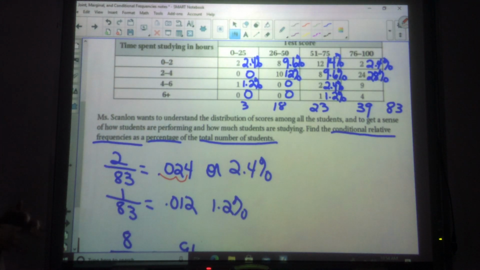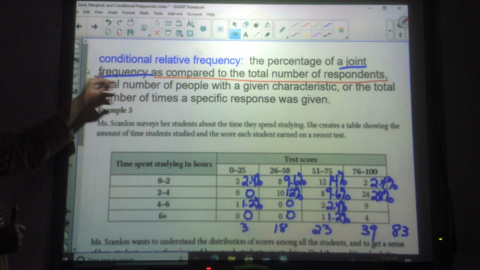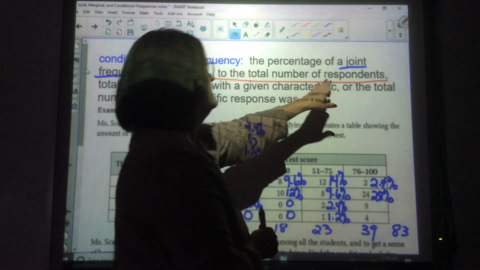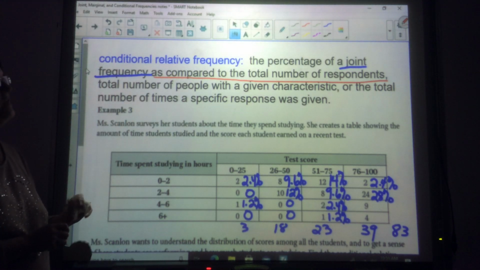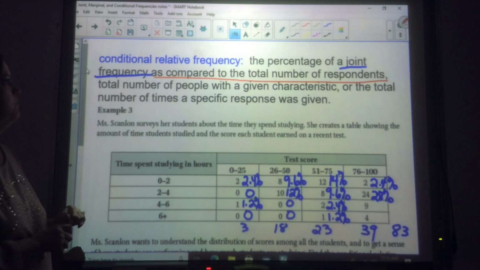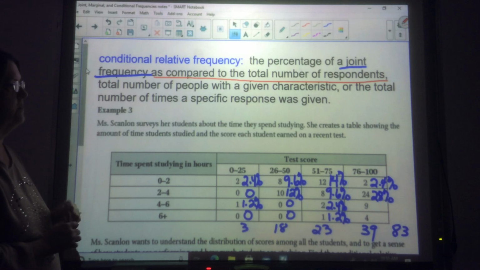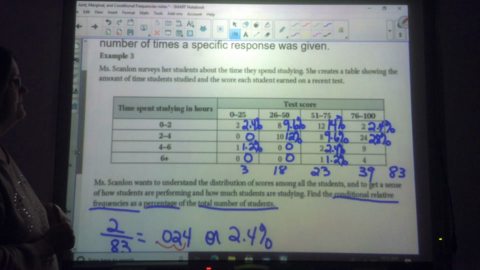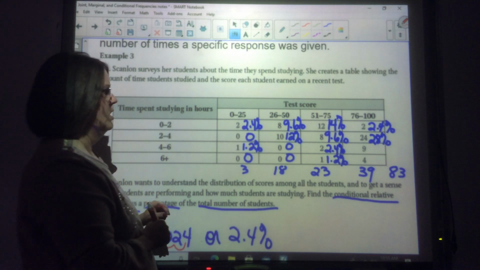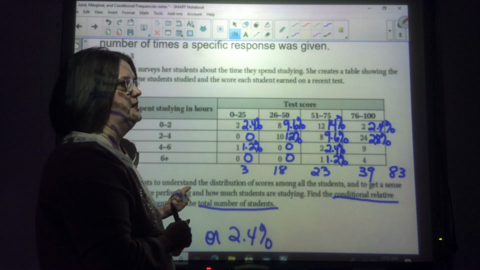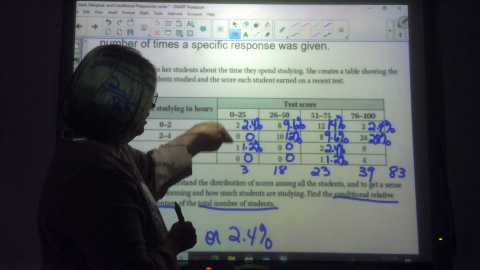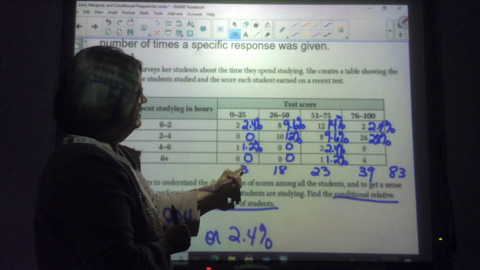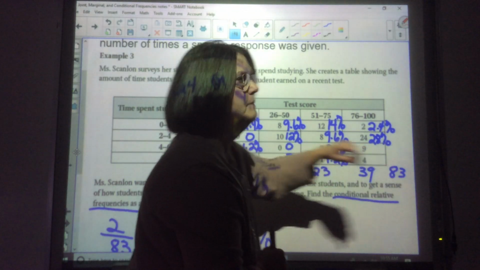But realize that sometimes your denominator changes. Notice that it says here, as compared to the total number of respondents. Over here, it says the total number of people with a given characteristic or the total number of times a specific response was given. They might ask you for the percentage of people who made 0 to 25 on the test, and you would add all these up, which would be 3, and then you take 3 out of 83 to find that percentage.